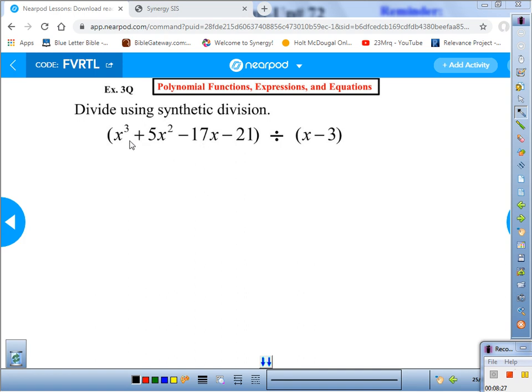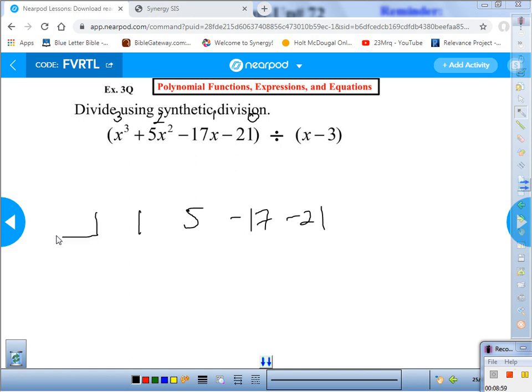Let's see how we do this one. What is the first thing we check for? Standard form. Is it in standard form? Yes. Are all powers accounted for? Let's see. 3, 2, 1, 0. Yes. So now I'm just going to rewrite it by using coefficients. What's my first number? 1, and then 5, and then negative 17, and then negative 21.